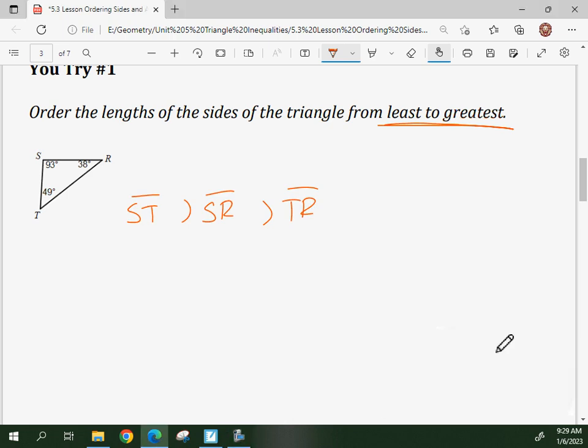So one thing to point out is if you wrote TS instead of ST, that's okay. We can rearrange the orders of the names of these sides, and it still tells us about the same side. What's important is that you have the sides in the correct order. The smallest side is ST.